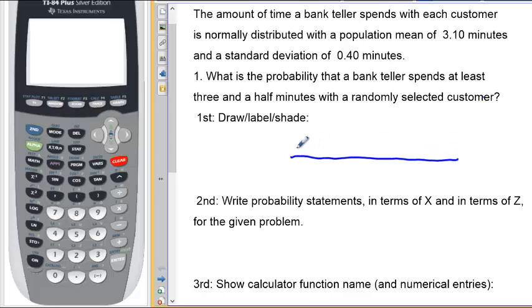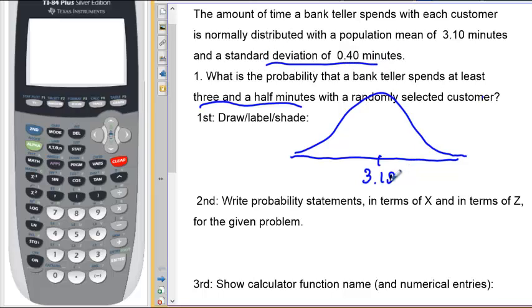Normally distributed means a bell-shaped curve. The mean is 3.10, so I'll come right down where the middle is and label 3.10. The question asks, what is the probability the bank teller spends at least 3.5 minutes with a randomly selected customer? Well, one standard deviation is 0.40 minutes. So from the mean of 3.10, if I count up 0.4, I'll be at 3.5 minutes.